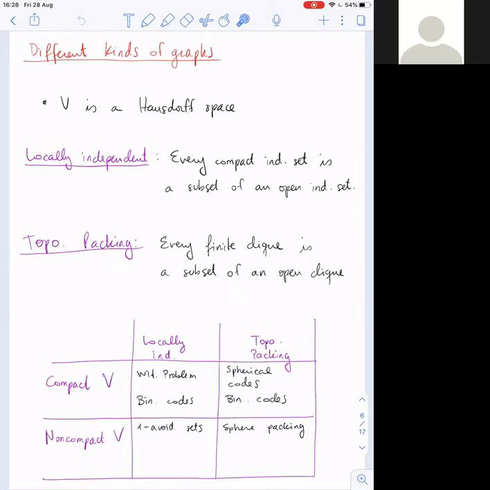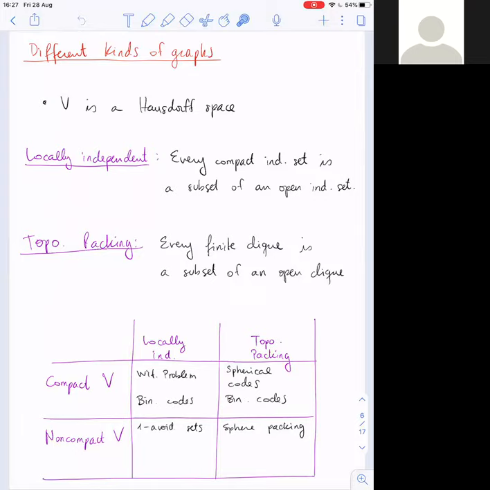And then you have two kinds of graphs that I showed you. You have graphs that I call locally independent, and they have the following property. Every compact independent set is a subset of an open independent set, right? So local independent graphs, I call them local independent because in particular, a single vertex is a compact set, and it has then to be contained in an open independent set, right? Because a single vertex is a compact independent set, and it is a subset of an open independent set. So in other words, every vertex of the graph has an independent neighborhood.